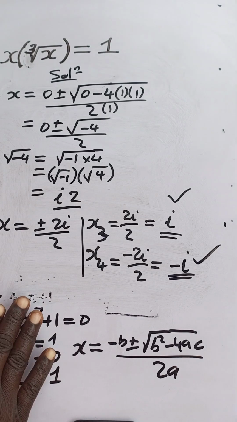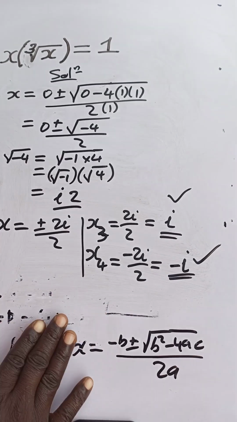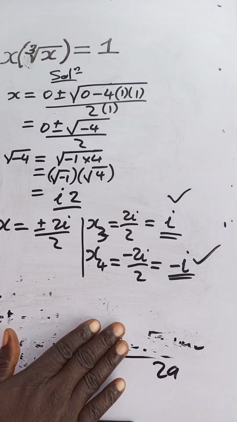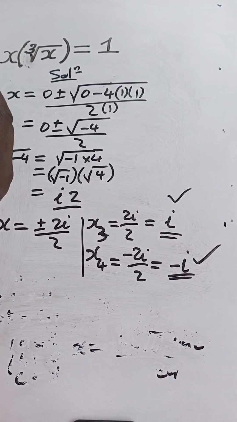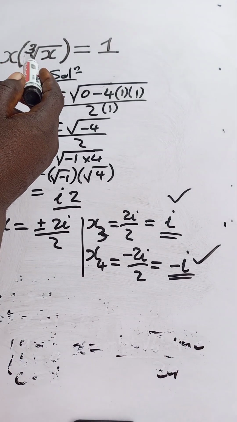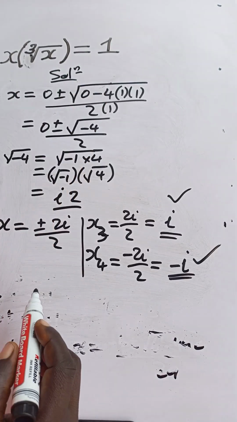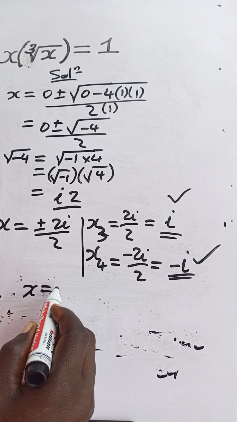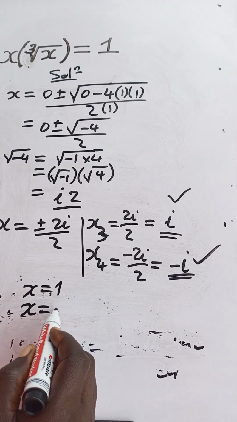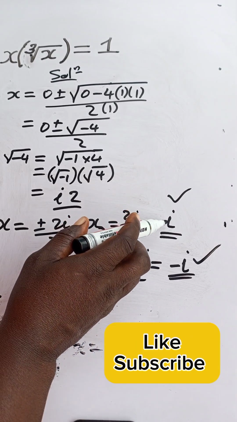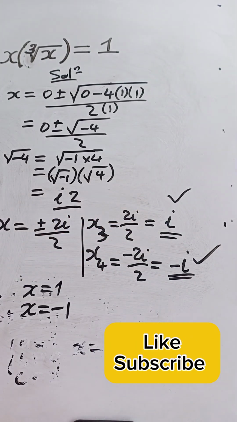Now we've obtained all the four solutions of our quartic equation. The four solutions of this equation x into the cube root of x equals 1 are x equals 1, x equals negative 1, x equals i, x equals negative i.